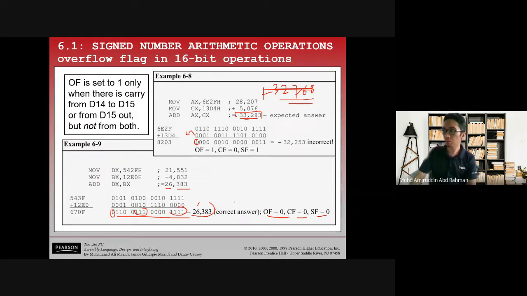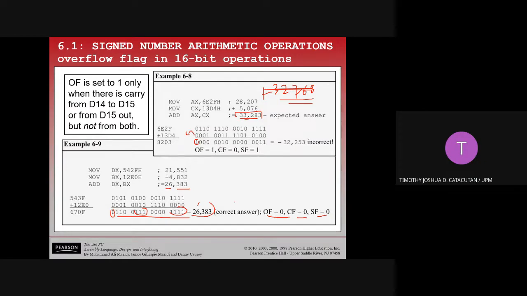All right, so that's it for the 16-bit number. Okay, Timothy, do you have any question? Why is 32768 the highest number?